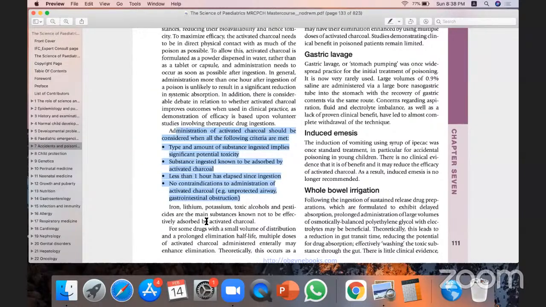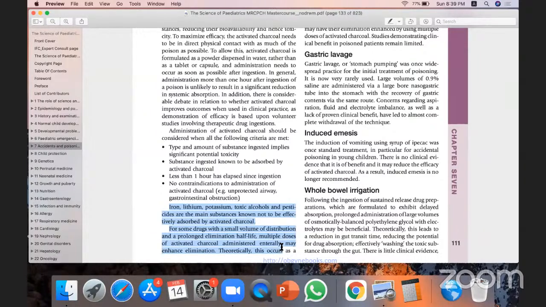Okay, things like iron, lithium, potassium, alcohol, pesticides are the main substances that are not effectively absorbed by activated charcoal. So remember, if there is iron poisoning, lithium poisoning, potassium salt poisoning, or alcohol and pesticide poisoning, and the option is activated charcoal within 1 hour, no, this is the wrong answer, because it will not work. Okay, so this question is important.